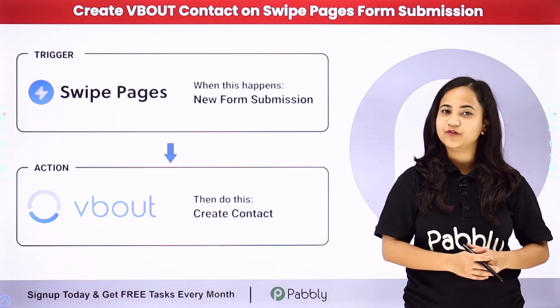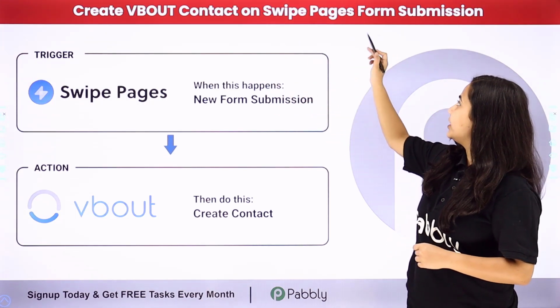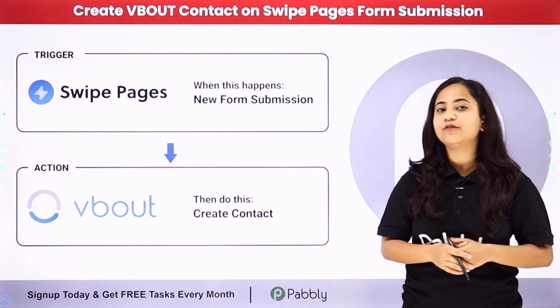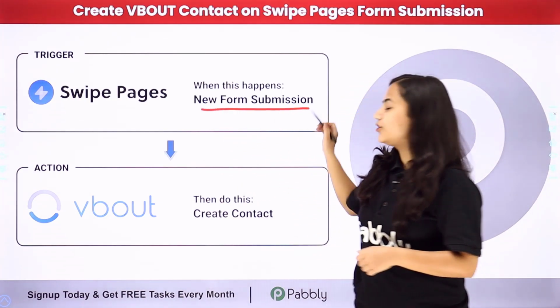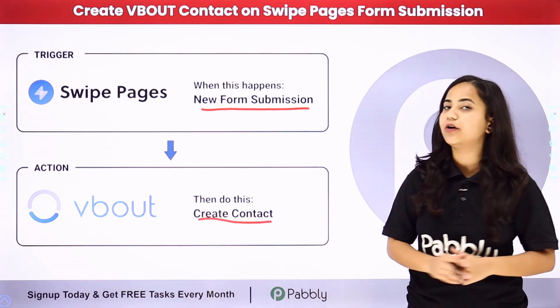Today in this video, we are going to see how to create a VBOUT contact on swipe pages form submission. So here my objective is that whenever a form is submitted in swipe pages, then automatically a contact should be created in a VBOUT account.